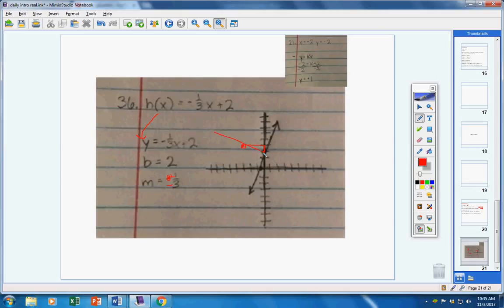And then connect your 2 points. So up, a positive 1, and then to the left, a negative 3. Okay, so that was one mistake.